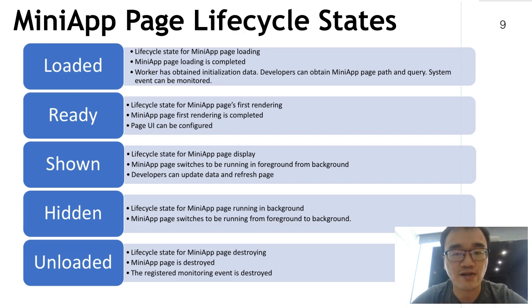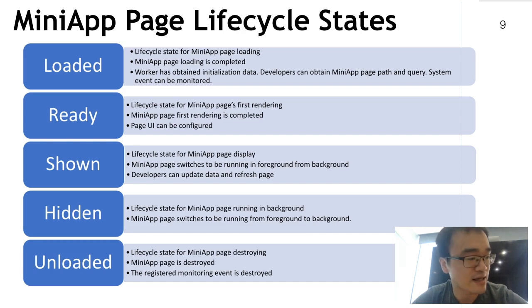And the second state is ready. It is the lifecycle state for the MiniApp page's first rendering. And the MiniApp page will enter this state once the MiniApp page first rendering is completed. At this moment, the page UI can be configured. And the third is the lifecycle state for the MiniApp page display, called show. And the MiniApp page will enter this state once the page switches to running in the foreground from the background. And at this moment, the developers can update the data and refresh the page.